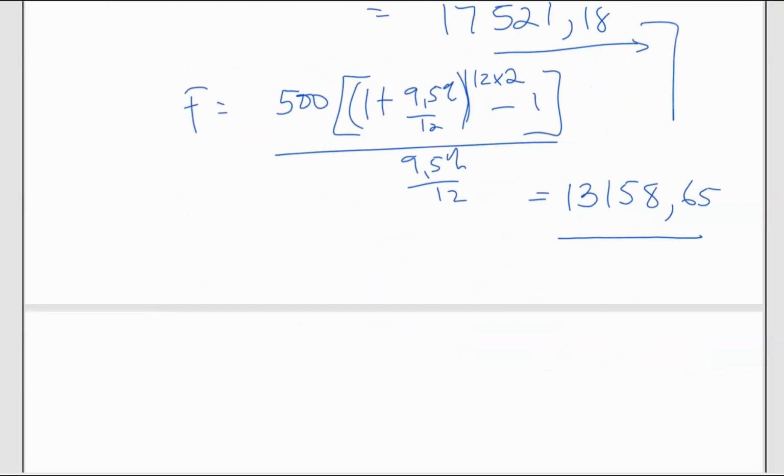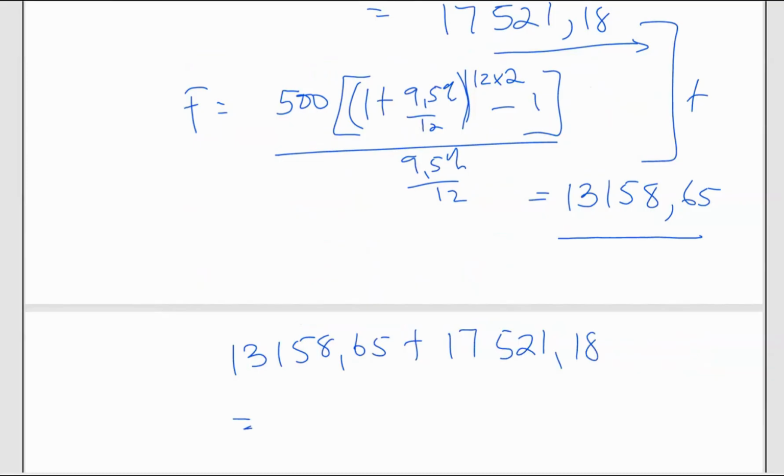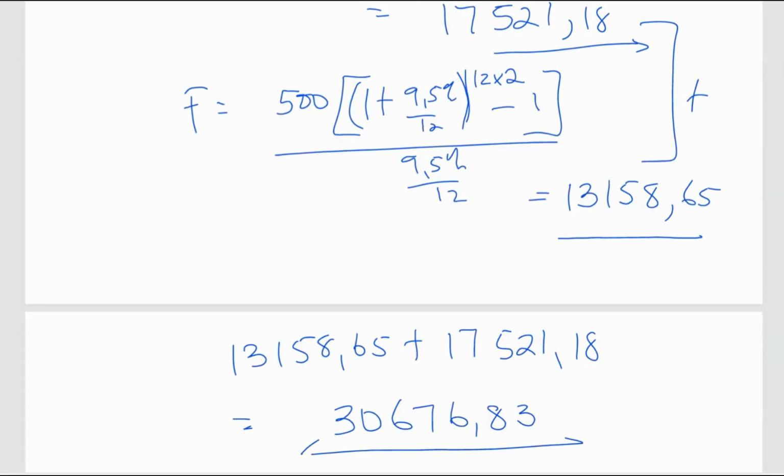Then I'm going to add these two amounts together. Then I get the answer they want. So 13,158.65 plus 17,521.18. What do we get? So I'm getting 30,679.83. So that's what I have. I don't know. If you have anything different, please just help us.